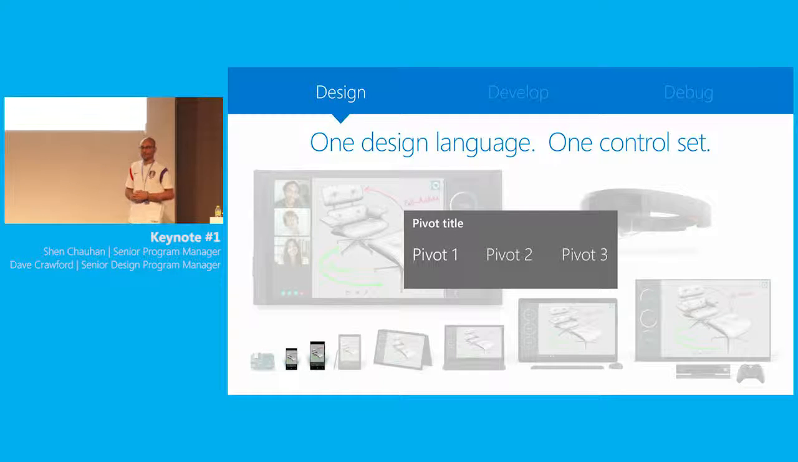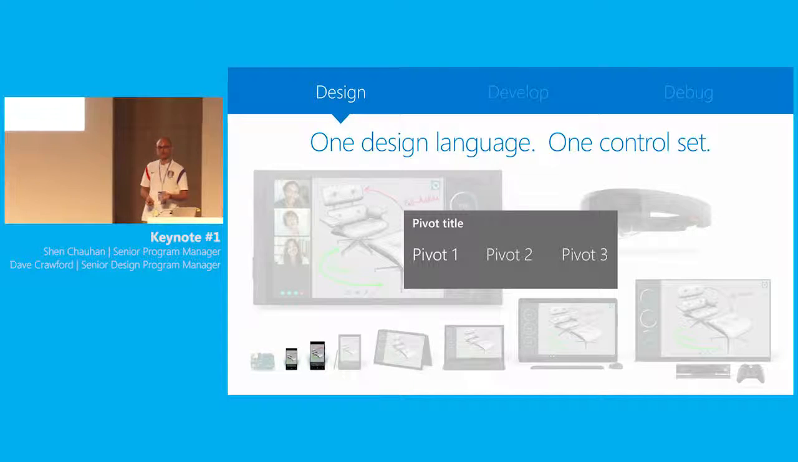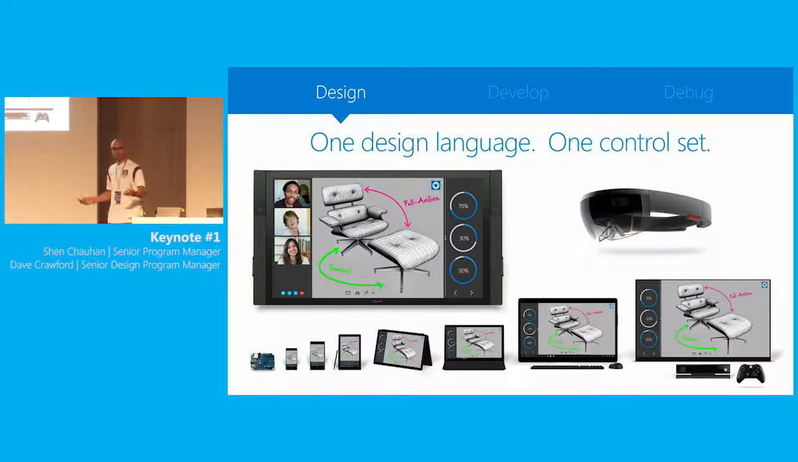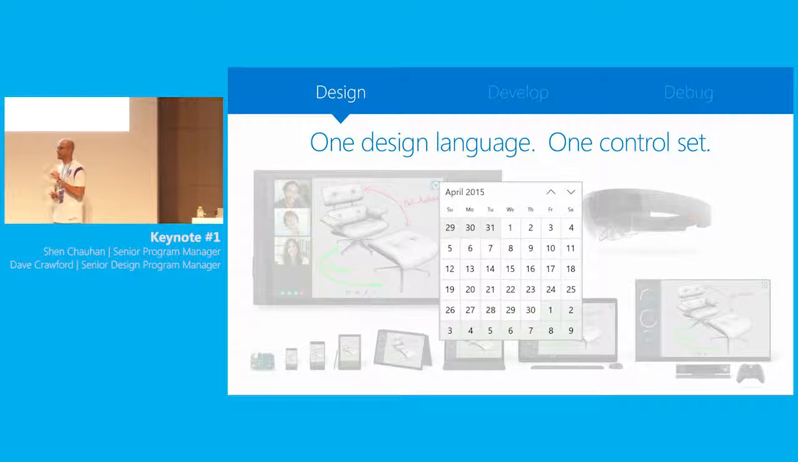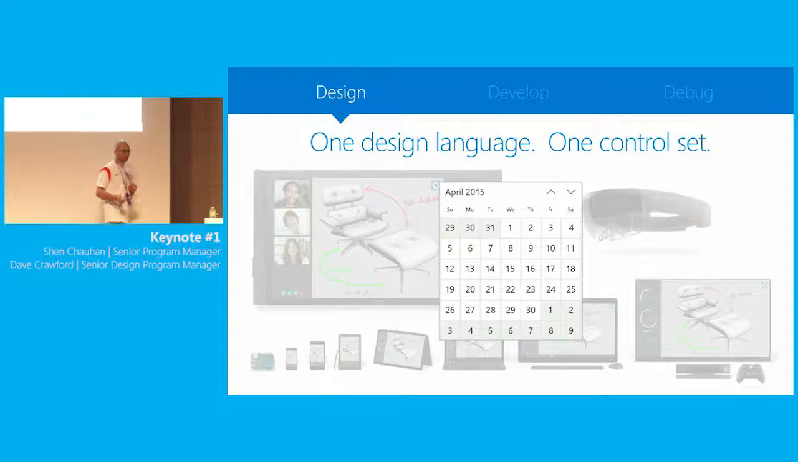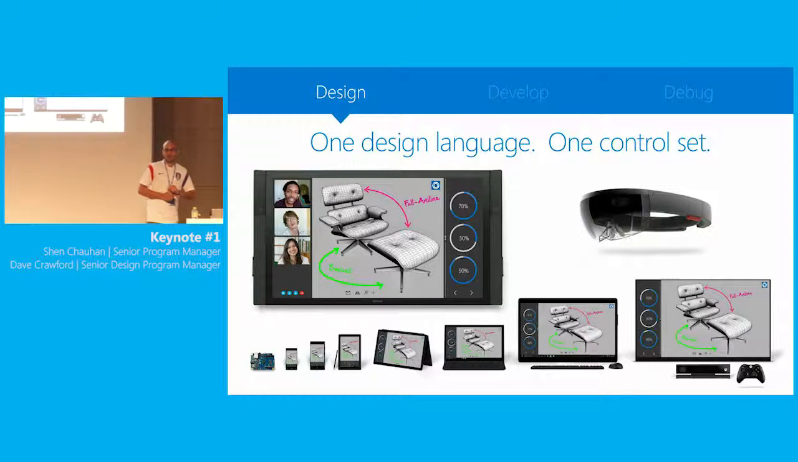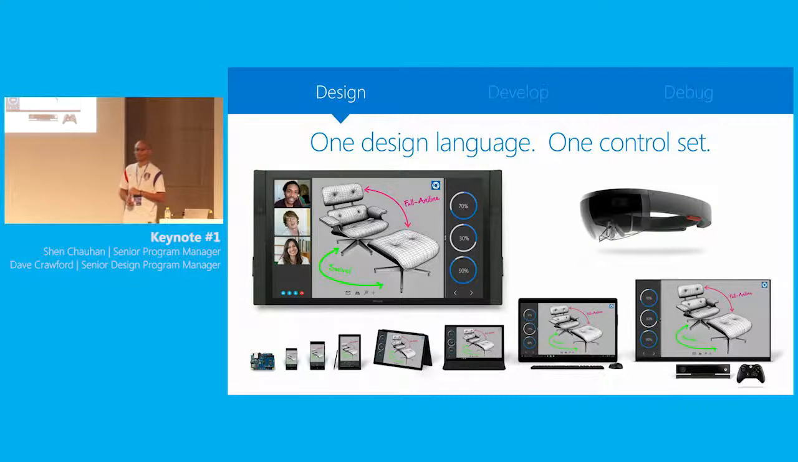So let's take the pivot control that we are so used to in Windows Phone. We have now ported this control out to all of our Windows devices. The calendar control has been optimized to make sure that it renders nicely and effectively based on the device you're viewing on. And this is all part of a one control set that we'll be delivering in the Windows 10 Universal Platform.